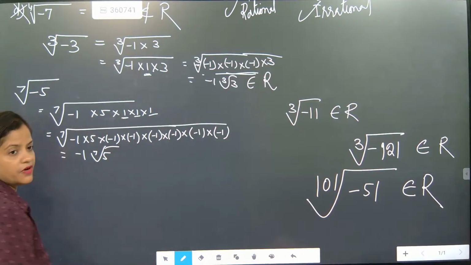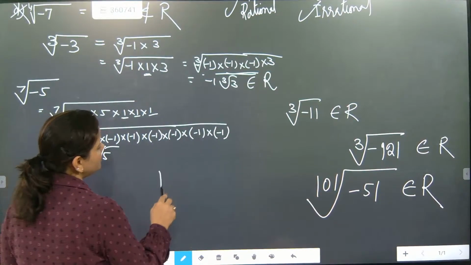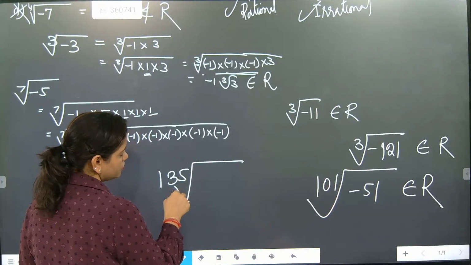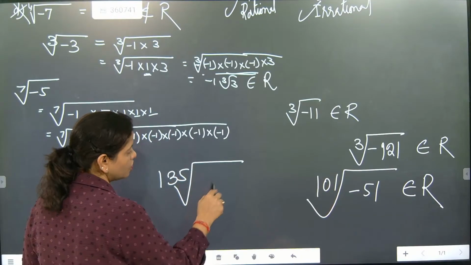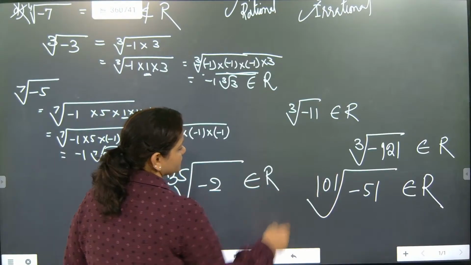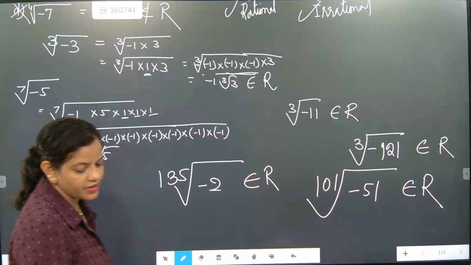So I hope you might have understood this one. If anybody asks about the 135th root of -2, is it going to be a real number? Yes, because that many times you can write -1.